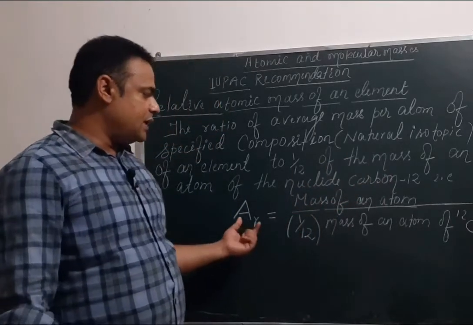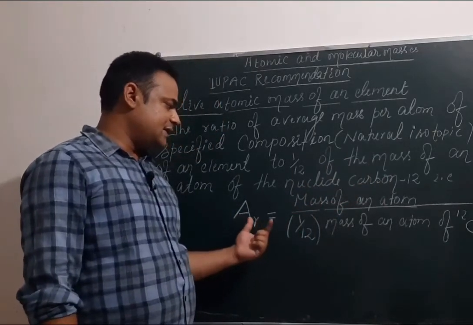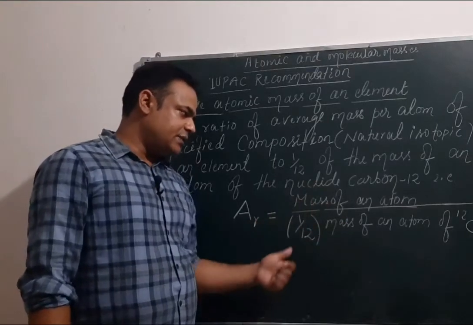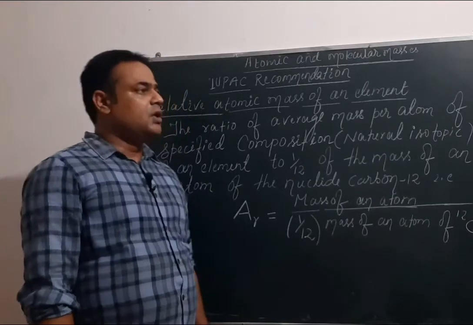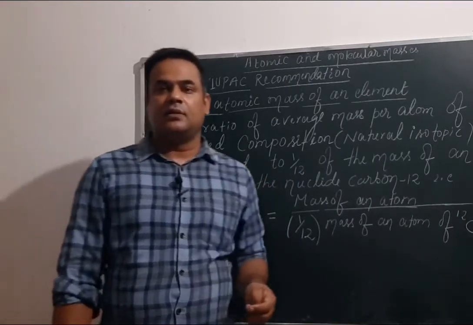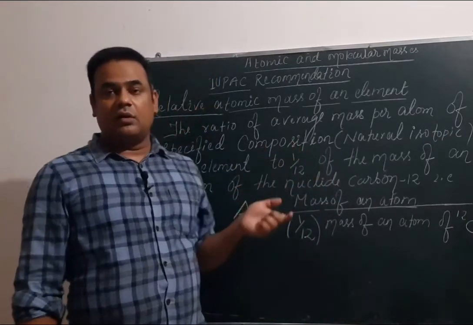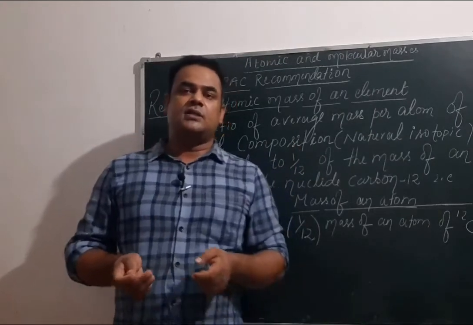That is, relative atomic mass A_R is given as the mass of an atom divided by 1/12 of the mass of an atom of carbon-12. So we have to understand this. The definition is a little long, so I will try to make you understand in simple language.